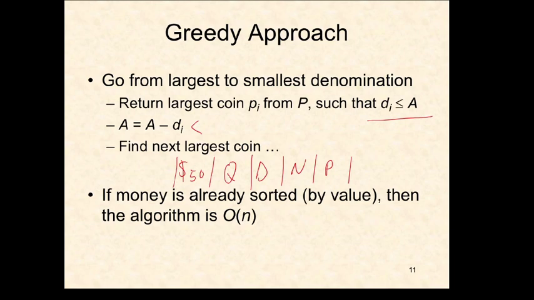So I'd say, okay, I owe you 45 cents. If I give you a quarter, I now owe you 20 cents. I can't give you a quarter anymore. That would be too big. I give you a dime. I now owe you 10 cents. I give you another dime. I owe you 0. And we stop when we reach an amount of 0 owed.